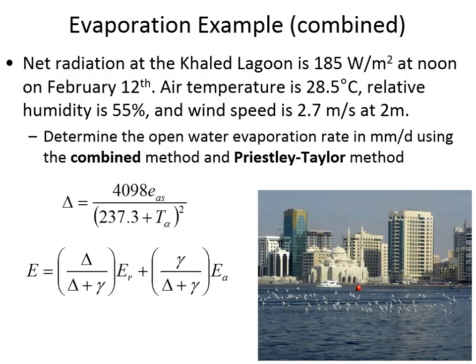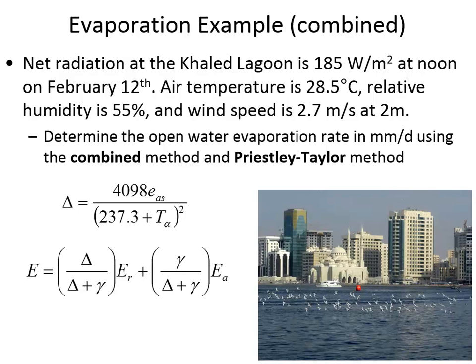All right, so in the combined method, what we do is first of all calculate delta as a function of the temperature of the air and E sub AS. It's 225.8 pascals per degree Celsius. We know that gamma is 66.8 pascals per degree Celsius, and so with that we can calculate the combined method evaporation rate is this weighted average of both the energy method and the aerodynamic method values that we calculated earlier, and we come up with the combined method is predicting 6.54 millimeters per day.